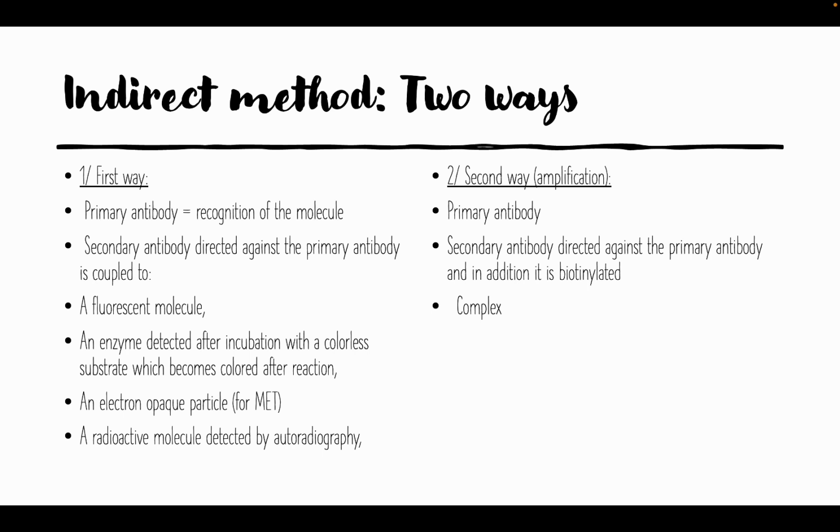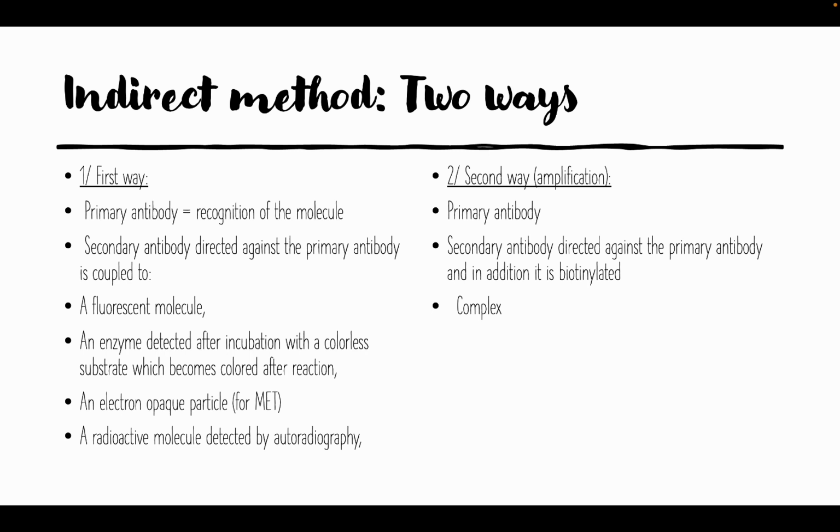So it's the same thing, as I said. The primary antibody recognizes the molecule we're searching for. Then we use a secondary antibody which is directed against the primary antibody, and this secondary antibody is like a detective's helper and can be linked to different things, such as a fluorescent molecule like a colorful marker, an enzyme that becomes visible after a chemical reaction, tiny metal particles for special electron microscopes, or a radioactive molecule that we can detect with a special imaging method.